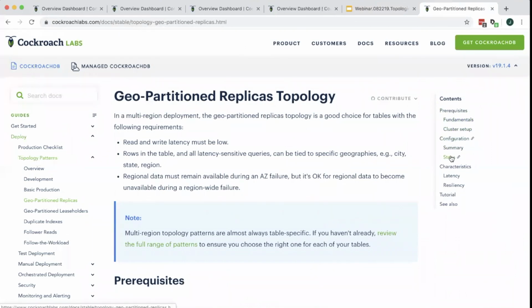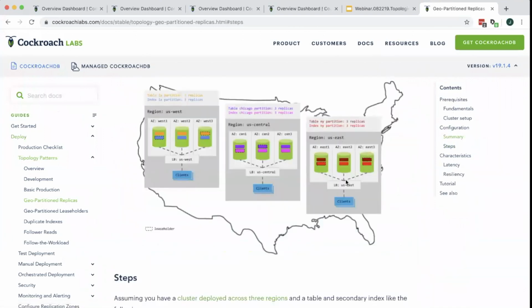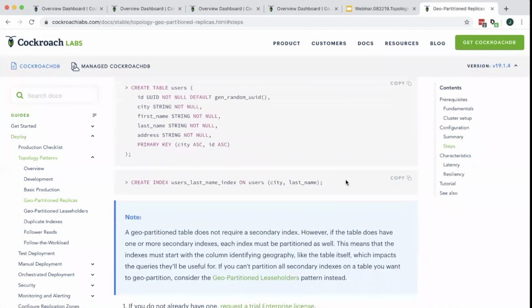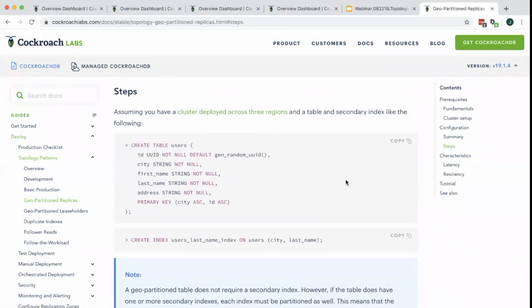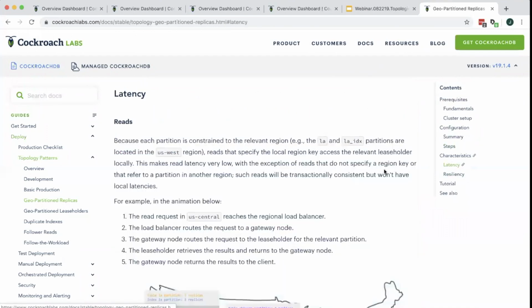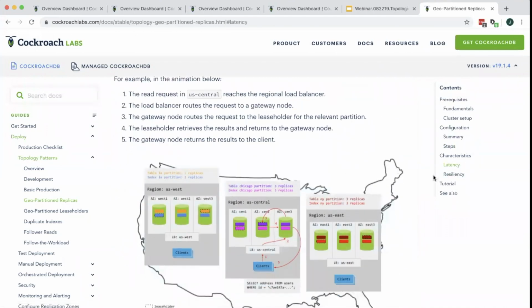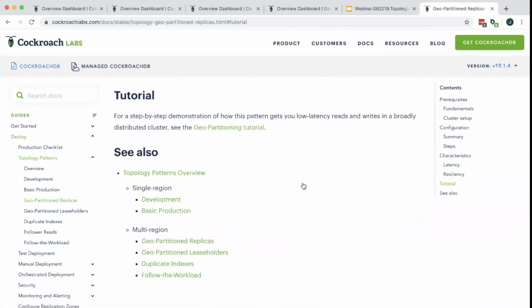And then for each of these patterns, you're going to look at the steps that you need to do, the actual mechanics of implementing this topology pattern, as well as the characteristics you get for reads, the characteristics you get for writes. And I want to call out that specifically for geo-partition replicas, we have a pretty robust tutorial. And over the course of the next quarter or so, we're going to roll out a tutorial to map to every topology pattern. So please go try this out.